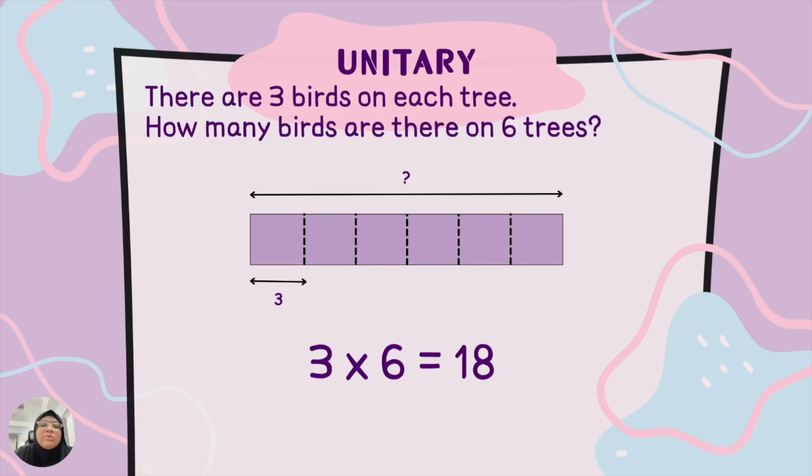Right, now the final type of model that we're going through today will be the unitary model. This is the most commonly used. Okay, so unitary method. So all you need to do is draw one whole entire rectangle and then divide it into equal parts.